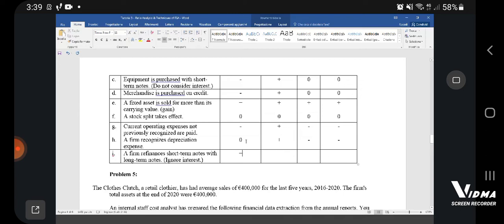What will that cause to the total debt ratio? No change. We said that the total debt will not change over here. What about the interest expenditure?